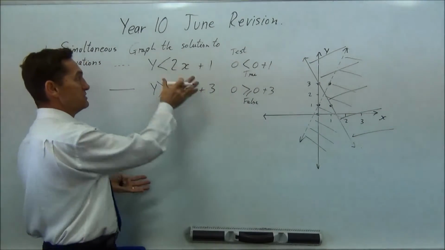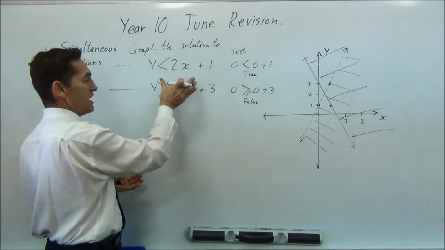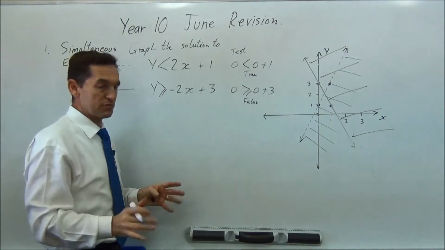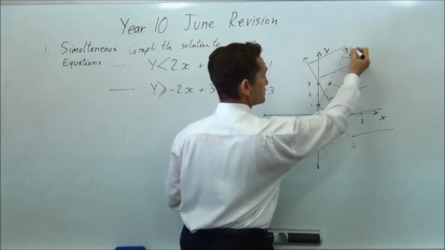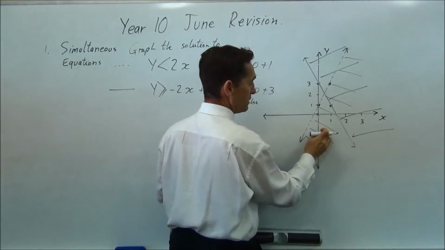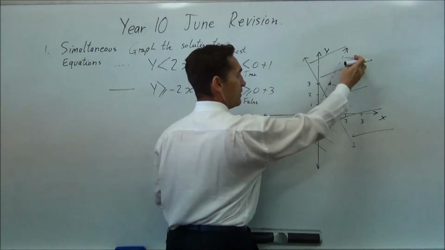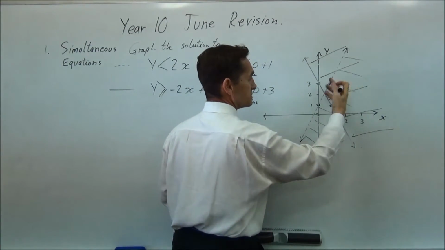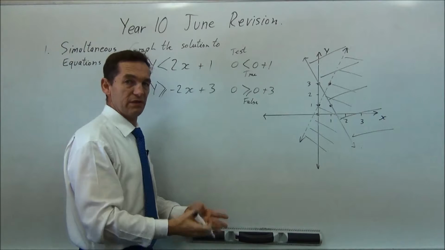So the answer to the question, graph the solution to this and this, is where it's both true. So our answer is in that section there, because it's crossing over both of them. Not here, and not here. This is our answer. So you would colour that in more heavily for the examiner.